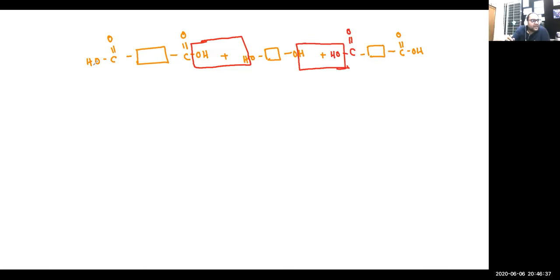Okay. And then this OH, this will also go. This OH will also go? This H. Okay. So eventually what happens? Eventually you have a C double bond O, a C double bond O, and then you have an O.